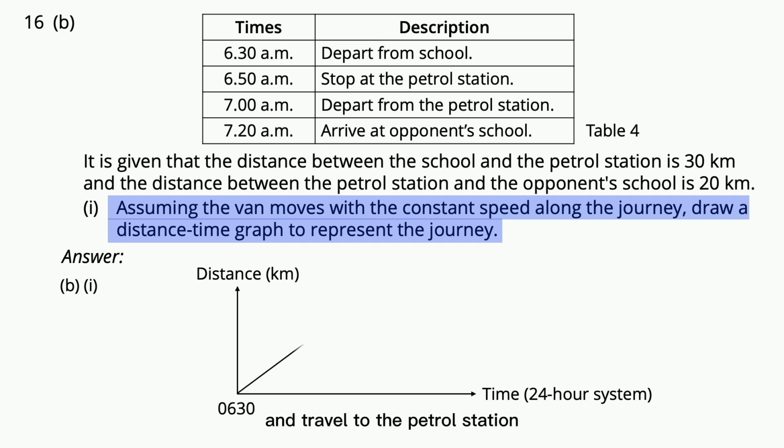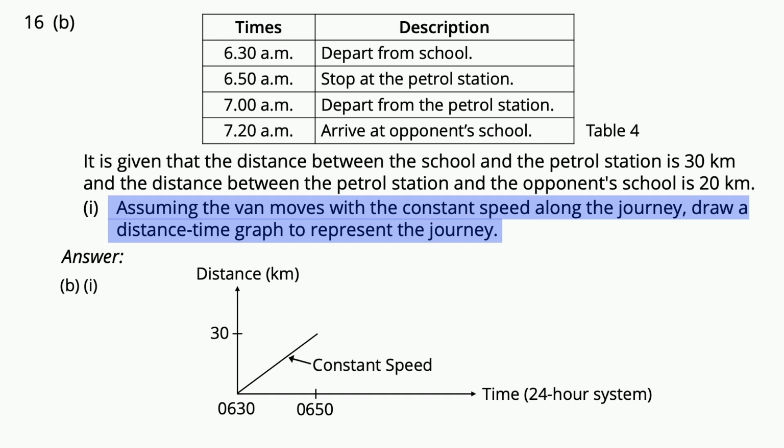It travels to the petrol station and reaches it at 6:50 a.m., taking 20 minutes to cover 30 kilometers. During this part, the van is moving at a constant speed. After arriving at the petrol station, the van stops for 10 minutes, from 6:50 a.m. to 7 a.m.